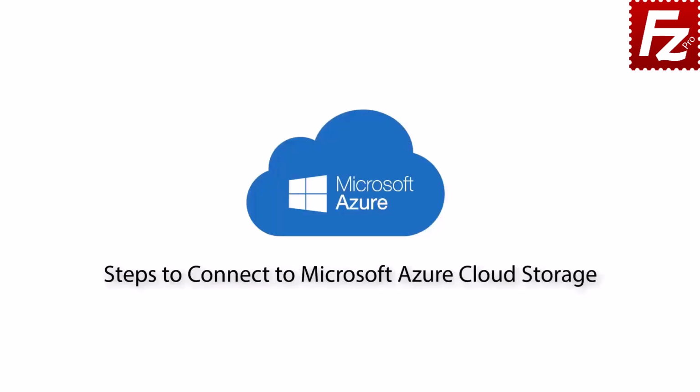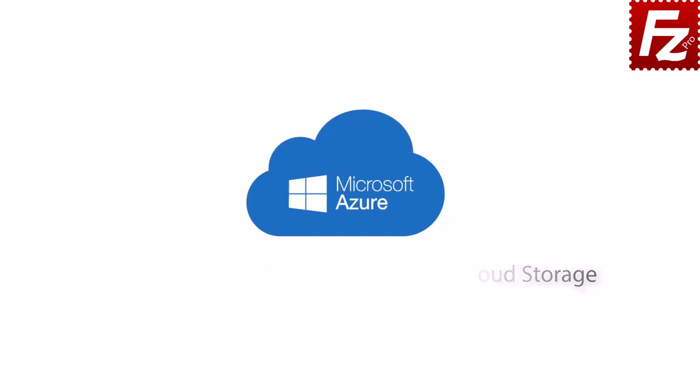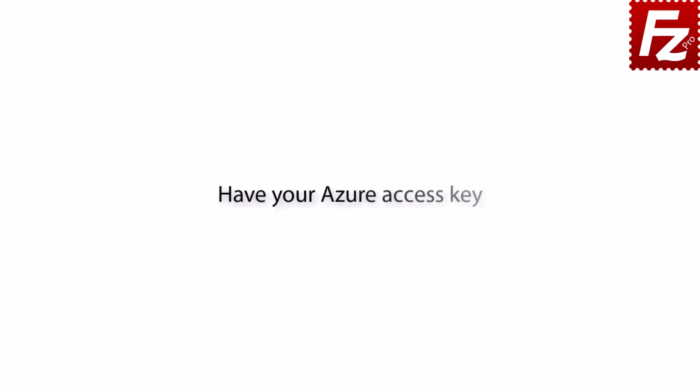In this tutorial, you will learn how to configure FileZilla Pro to connect to Microsoft Azure Cloud Storage services. FileZilla Pro has support for both file and blob Azure storage types. Before you start, please make sure you have an access key. You will need it in order to continue. You can get it from the Microsoft Azure Dashboard Portal website. Just click on the link to the dashboard website you find in the video description.